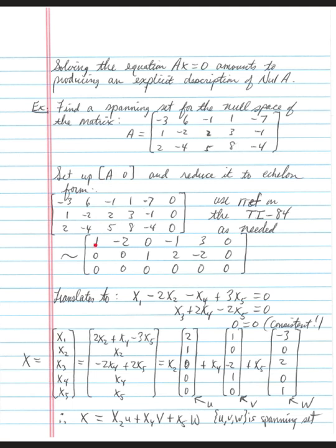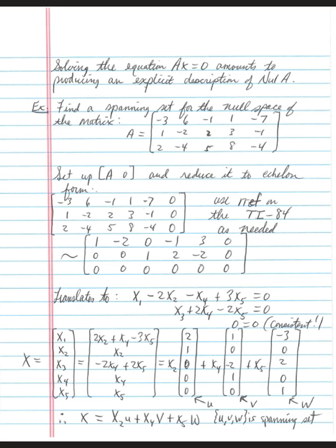Anyway, translating this, x1 minus x2 minus x4 plus 3x5 is equal to 0. And then your second row, x3 plus 2x4 minus 2x5 is equal to 0. And then down here at the bottom, that's 0 equals 0. So that just means that the system's consistent.